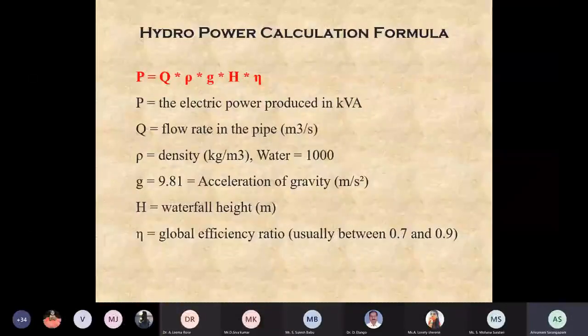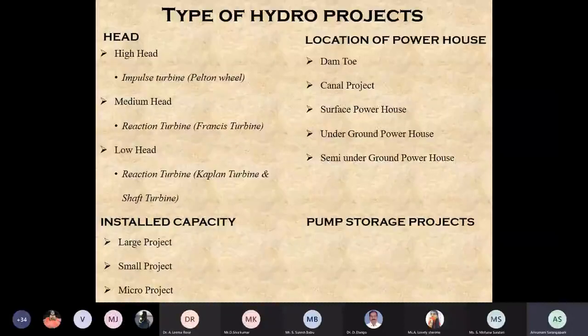So what are the types of hydro project? How will it be defined? Mostly it can be defined based on the head: high head, medium head, and low head. For a high head project, the components may be different, but the main criterion is that we will use the Pelton wheel, an impulse turbine, here. And for medium and low head, we will use Kaplan and Francis turbines, that is reaction turbines. In detail, we will see in a later slide how we distinguish high, medium, and low head.